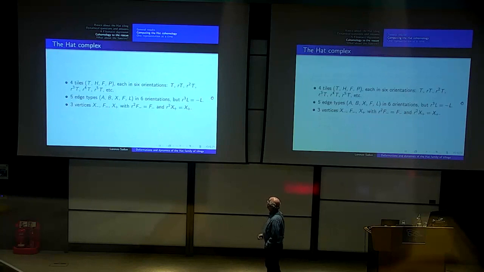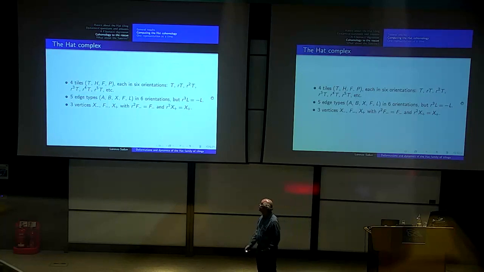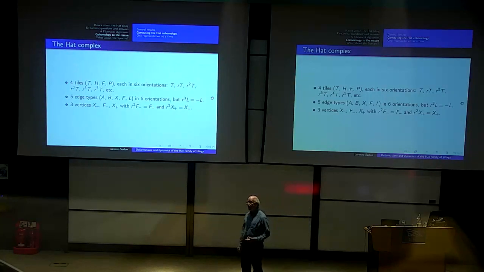Okay? So now let's look at what you get for the hat. Well, Craig told us what kind of faces you have with a hat. You have 4 kinds of faces, T, H, F, and P, or P and F, whatever order you prefer, and each one appears in 6 orientations. Now, if you're masochistic, you will think of that as 24 different kinds of tiles. I prefer to think of it as 4 kinds of tiles, each in 6 orientations.